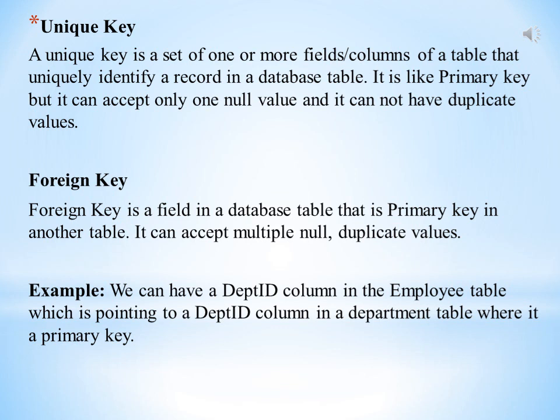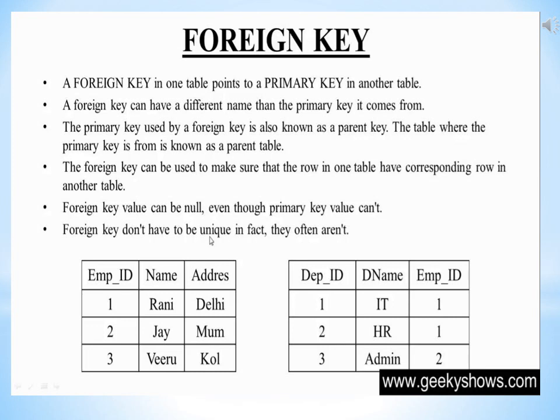There is a parent-child relationship between the 2 tables having the common columns. The master table can be referred to as a parent, while the transaction table is considered a child. The common field will work as a primary key in the parent table, while a foreign key in one table points to a primary key in another table. A foreign key can have a different name than the primary key it comes from. A foreign key is also known as the parent key. The table where the primary key is from is known as the parent table.